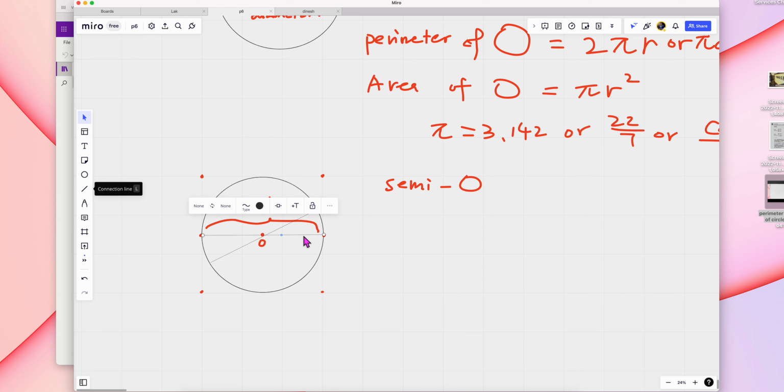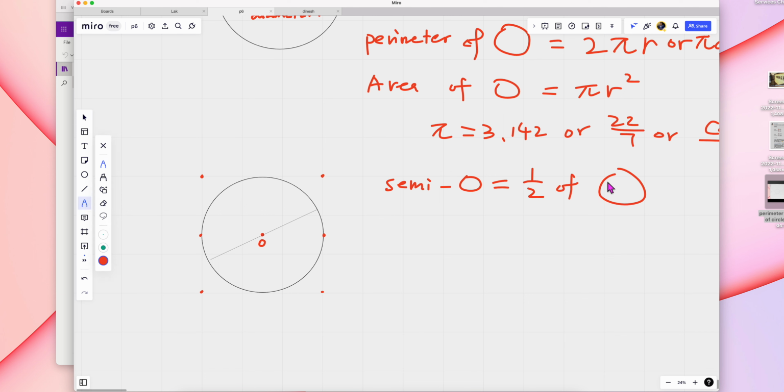Any. So actually, if you don't use this diameter, maybe we just need to move it up a little bit so that it cuts through the origin. So this one also cuts the circle into two halves. Okay, so semicircle means half of the circle, right? So therefore, if you are asked to find the perimeter of this semicircle, it will be this, right?